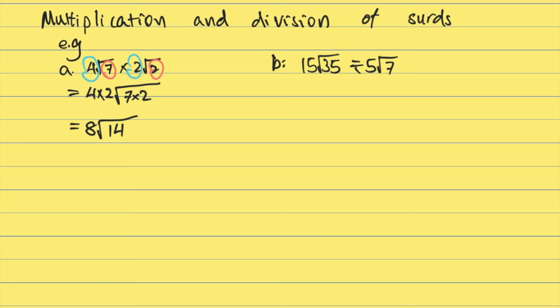Question B. 15 square root 35 divided by 5 square root 7. Same as before, we divide the numbers outside of the square root and divide the numbers under the square root. Therefore, we get 15 divided by 5 times square root 35 divided by 7, which leads us to 3 square root 5. Now, let me give you some questions including both surds and the distributive law.